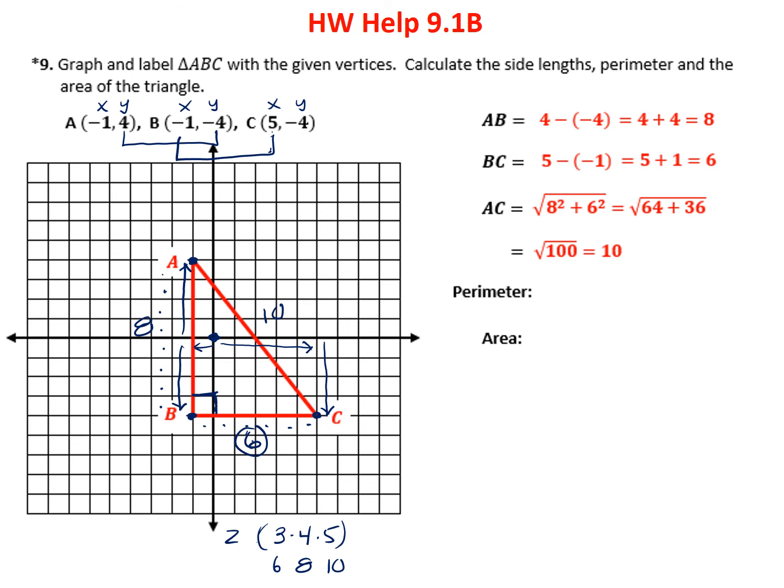Now we have everything we need. The perimeter, we just add up the 3 sides. So we're going to add up 8 and 6 and 10, and we end up with 24 units. The area of a triangle is 1/2 the base times the height. So 6 times 8 is 48, divided by 2 is going to be 24 units. Notice these answers are not the same. This is 24 units. That's a distance around. This is how many squares, units squared, that we always use for area.